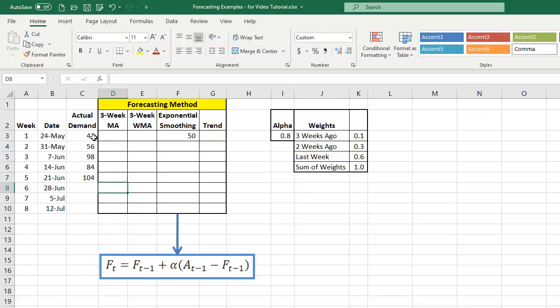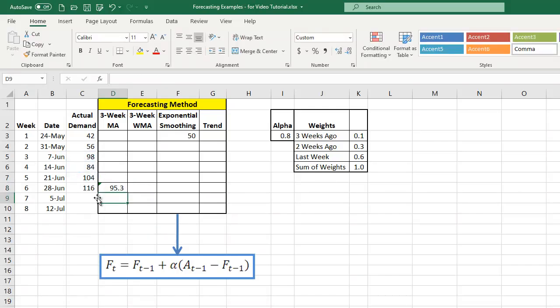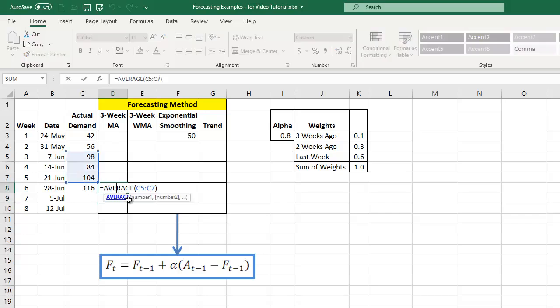So we have actual demand in column C through the first 5 weeks, and we're going to take the 3 previous weeks and take the average of them for our 3-week moving average. So we simply type in the average formula, grab the 3 previous weeks, close parentheses, and there we have it. And lo and behold, the spreadsheet gives us what the actual demand turned out to be. So we're off by quite a bit, but this is our 3-week moving average forecast based on the 3 previous weeks of known actual demand.